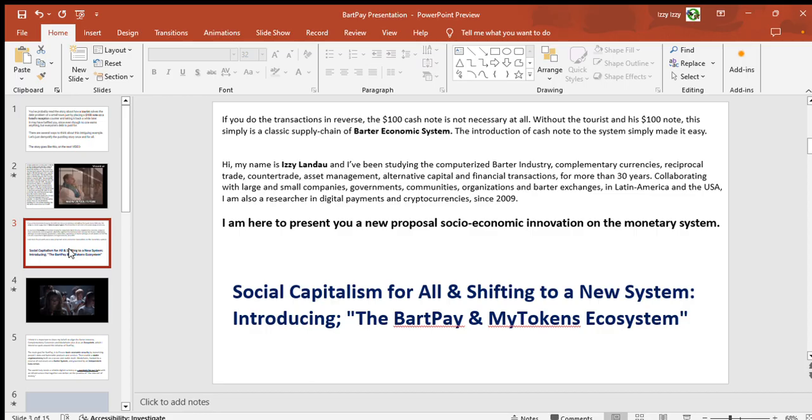Hi, my name is Isi Landau, and I've been studying the computerized barter industry, complementary currencies, reciprocal trade, counter trade, asset management, alternative capital, and financial transactions for more than 30 years, collaborating with large and small companies, governments, communities, organizations, and barter exchanges in Latin America and the USA. I'm also a researcher in digital payments and cryptocurrencies since 2009.